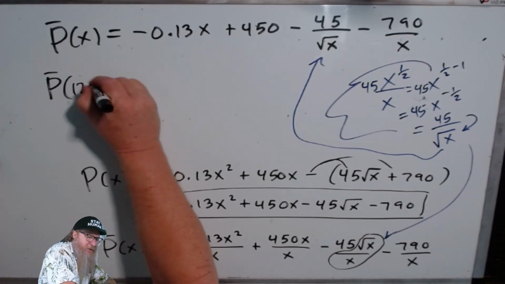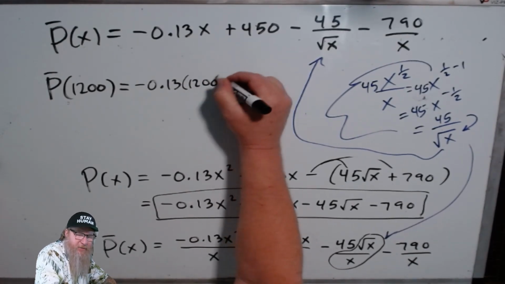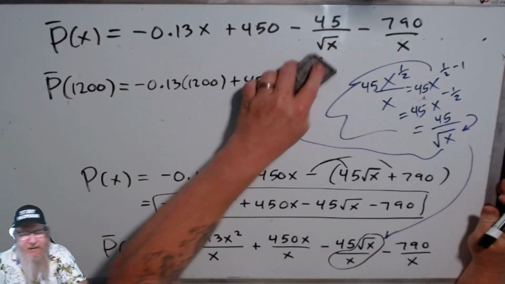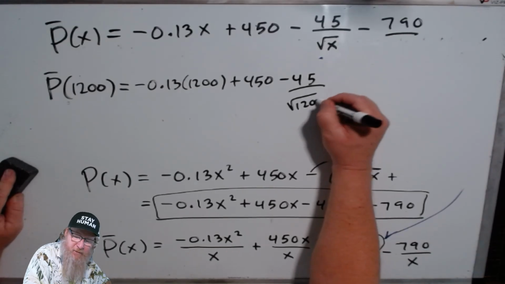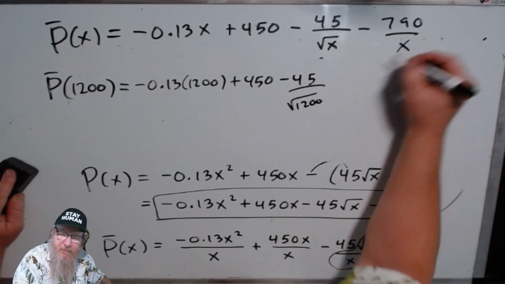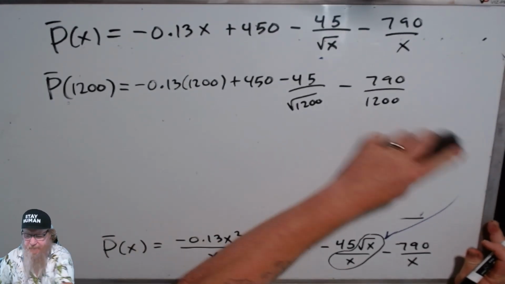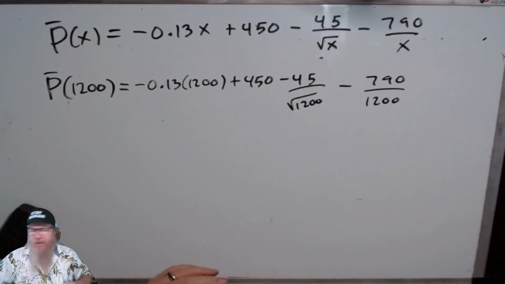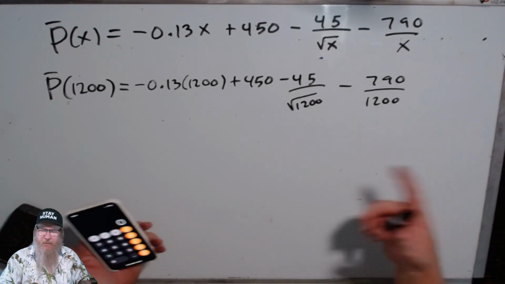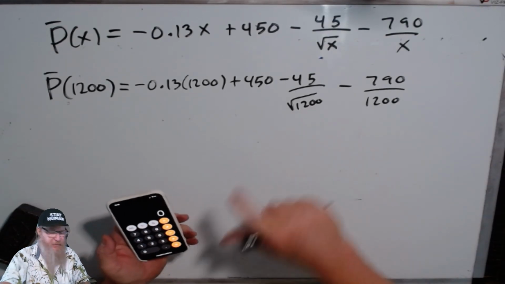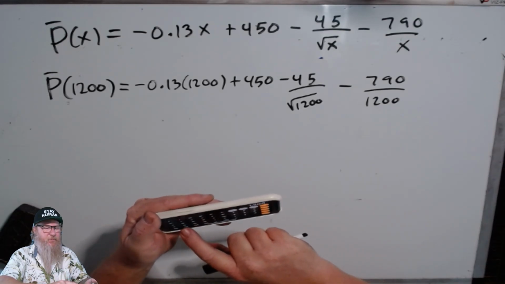What were we asking? 1,200 units? All right, so I got 0.13 times 1,200 plus 450 minus 45 over the square root of 1,200 minus 790 over 1,200. All right, so calculator fun here. I don't know what to do first. Let's do this first. 1200 square root.